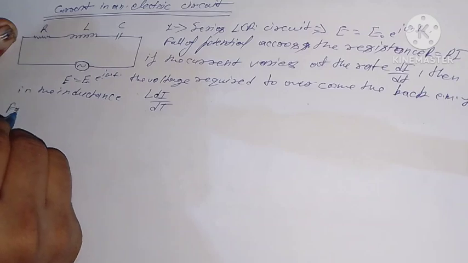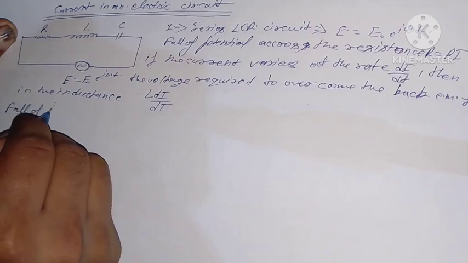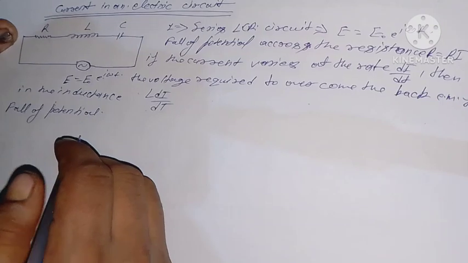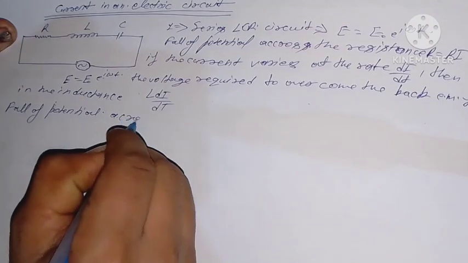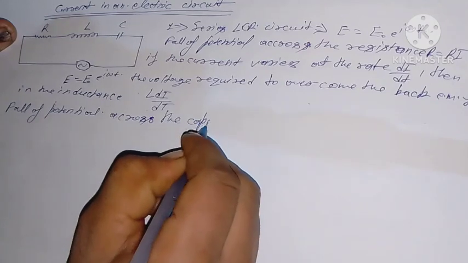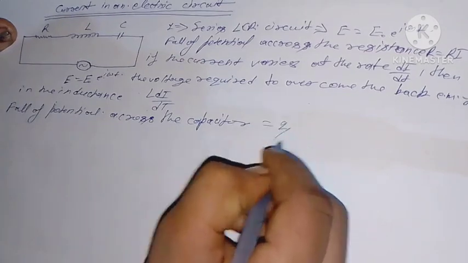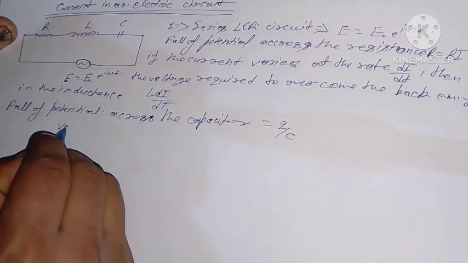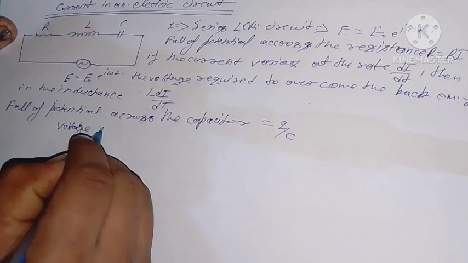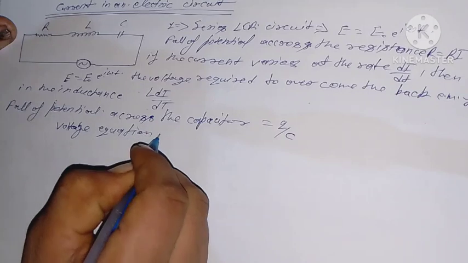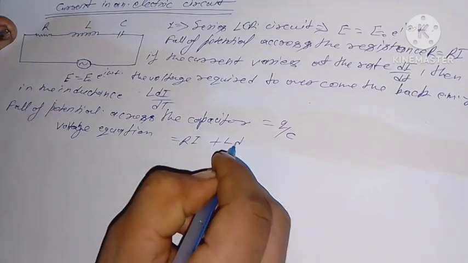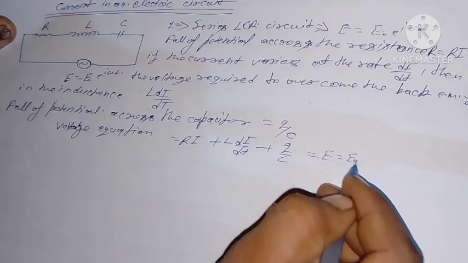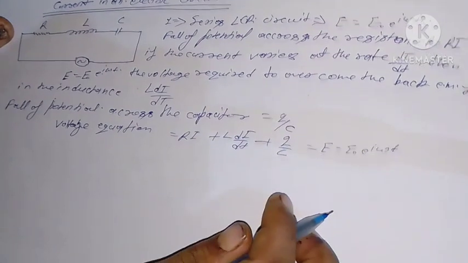capacitor equal to q by C. Okay. Hence the voltage equation at any instant is given by Ri plus L di by dt plus q by C equal to E naught e to the power i omega t. Okay.